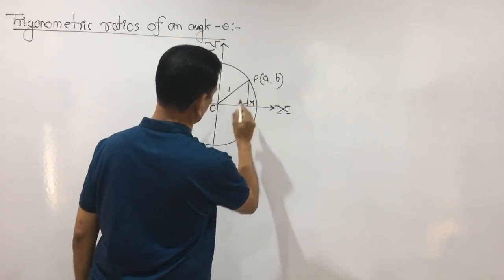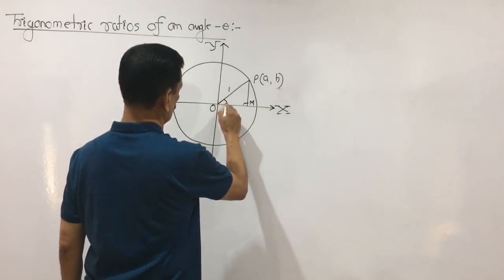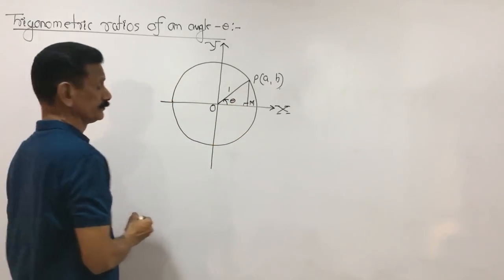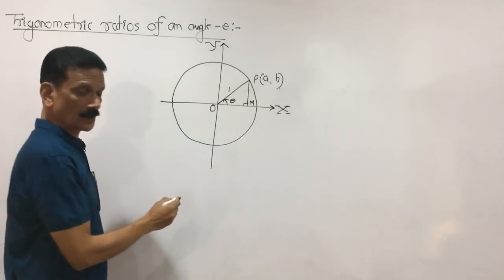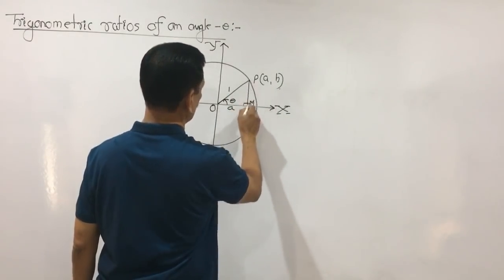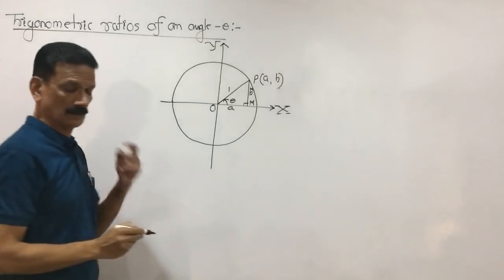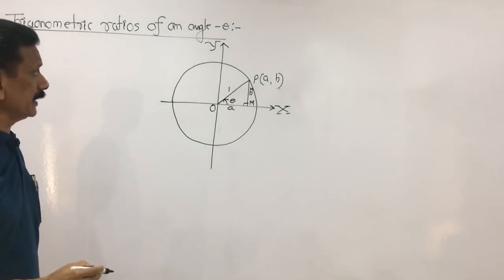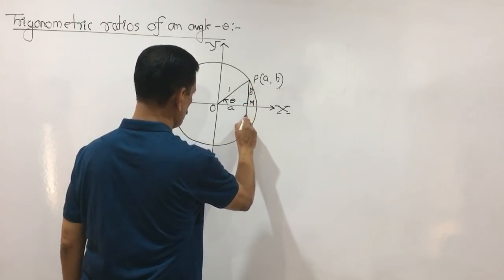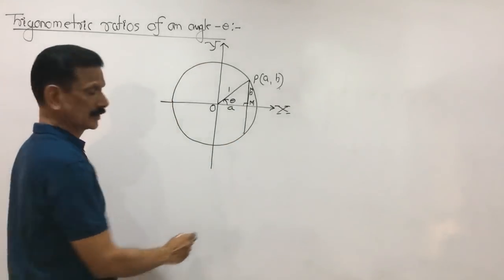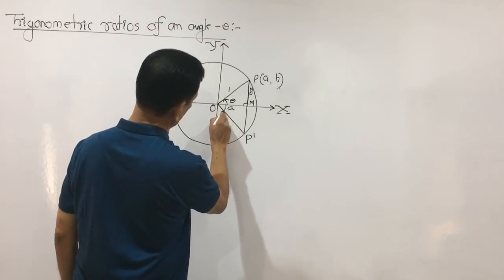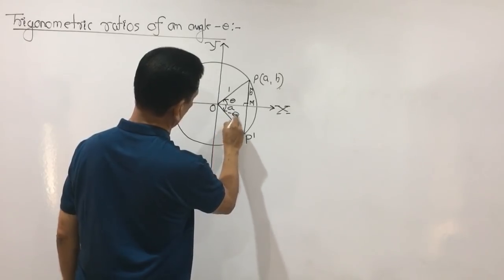Okay, and we know that this angle is theta, in radians. We know that OM is the x coordinate of the point, which is A, and PM is the y coordinate of the point, which is B. Okay. So, I take a point P dash here. I extend this, and here it intersects. This is the point P dash, and I join it here, and this angle, my dear friends, is minus theta.